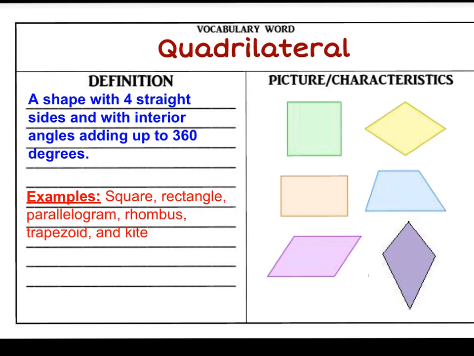And the second part of the definition says that the interior angles add up to 360. So for all of these examples here, the interior angles, so the inside angles, they have to add up to 360 degrees. No matter what shape you're talking about, if it is a quadrilateral, all the angles have to add up to 360 degrees. Okay, go ahead and stop the video and write down your notes.